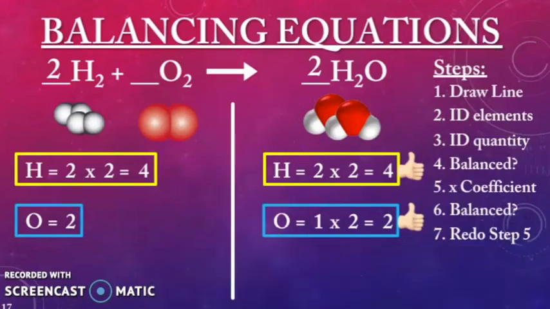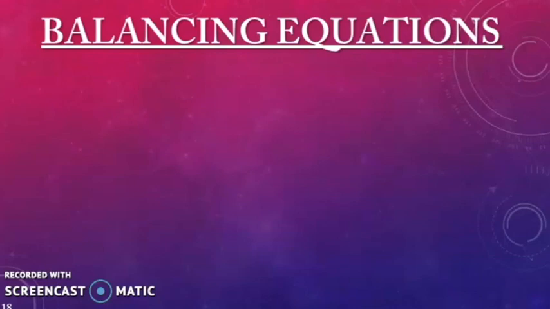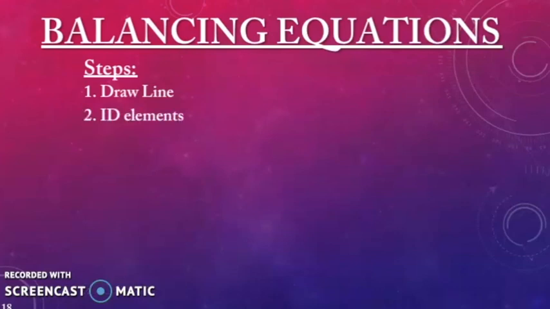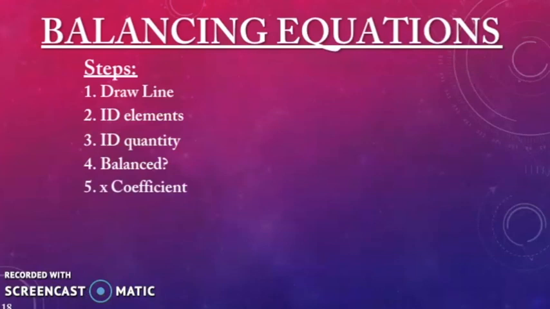All right. So this is our step. Okay, we're going to go through our steps again. So the first step was to draw a line between the product side and the reactant side. Then we identified the elements. We had our hydrogen and oxygen, in this case, on the reactant and on the product side. Then we identified our quantities, which means that we figured out that we had 2 hydrogens on the reactant side, two oxygens on the reactant side, and we had 2 hydrogens and only 1 oxygen on the product side. Then we checked to see if they were balanced, and they were not, so then we had to start changing our coefficients.